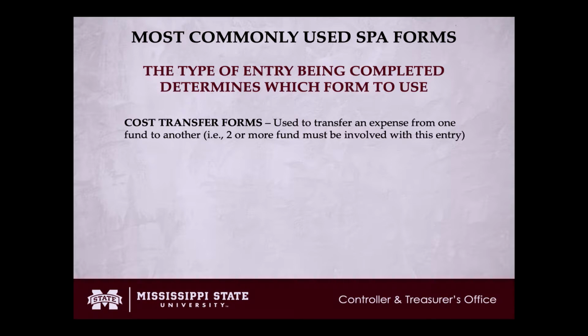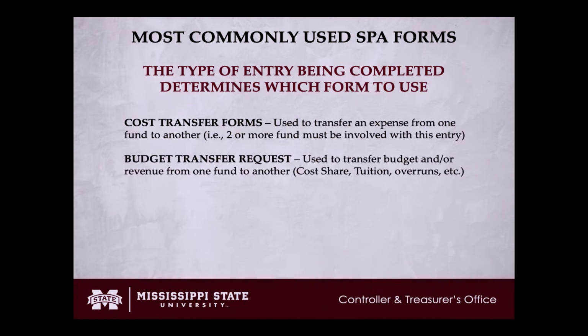So, cost transfer forms. This form is used to transfer an expense from one fund to another. Two or more funds must be involved with this entry. Budget transfer request. We're going to use this form to transfer budget and or revenue from one fund to another: cost share, tuition, overruns, etc.